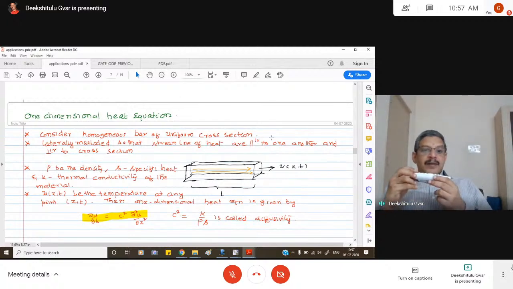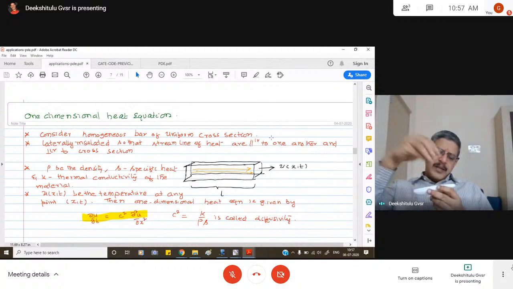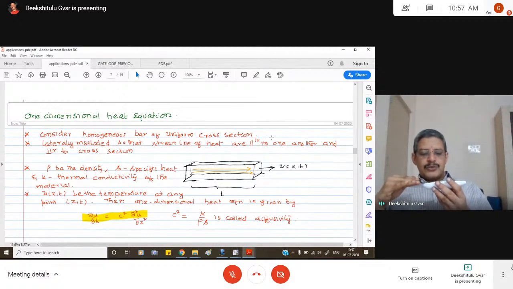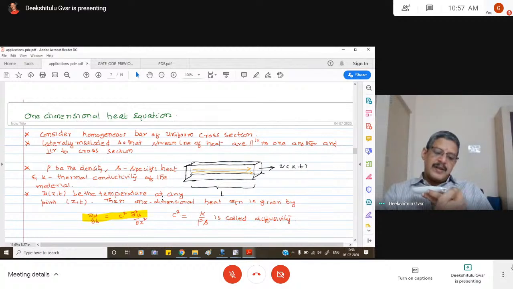Laterally insulated. That means all this body is covered with the insulating material, to ensure that the heat will not leave this surface. Heat cannot be dissipated along the surface. So that means it is to ensure that the streamlines of heat cannot go out like this. They travel only in this direction, parallel to one another, as I have drawn here, and they leave like this only.